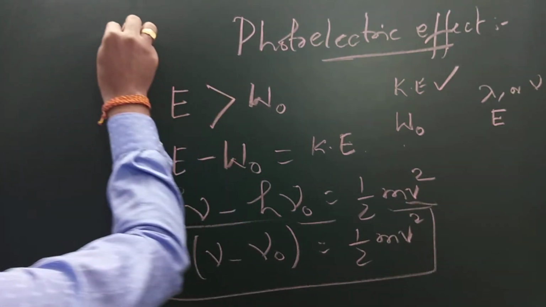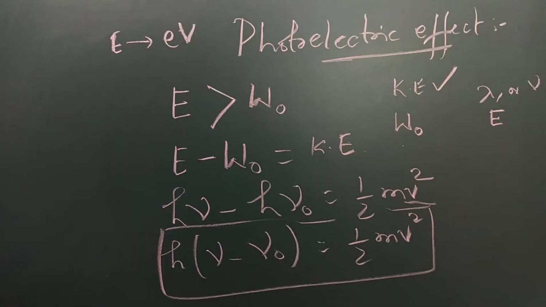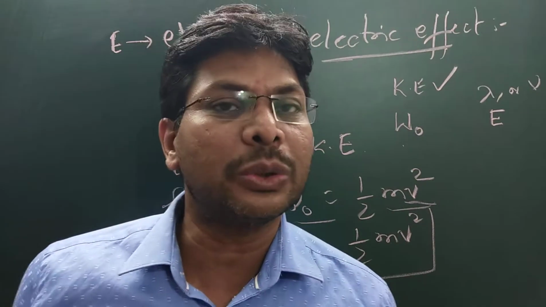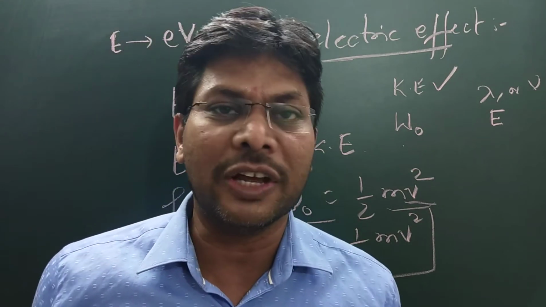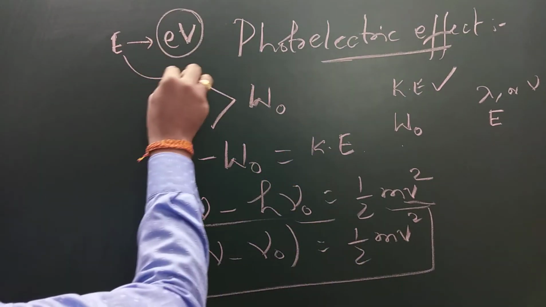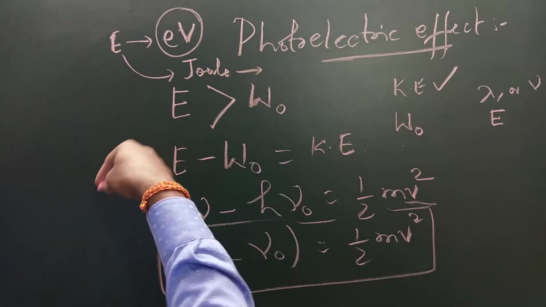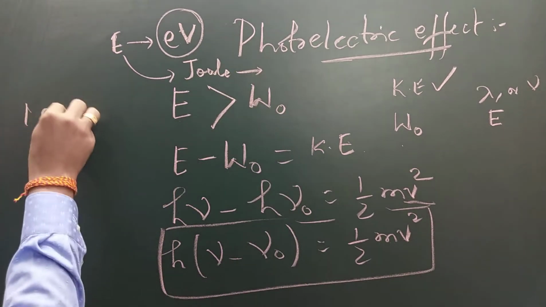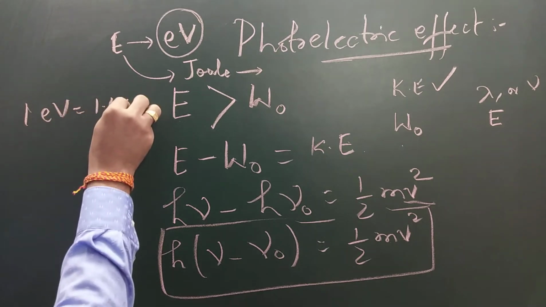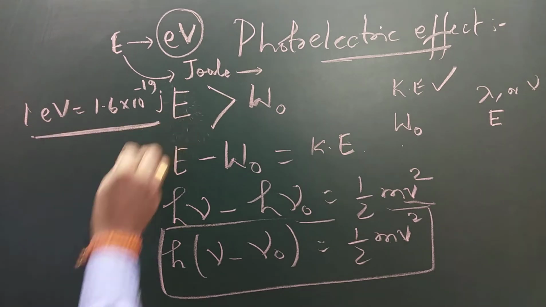Sometimes the energy is given in electron volt. Keep in mind that electron volt is also a unit of energy in atomic and nuclear physics. So when energy is given in electron volt, you need to convert it into joule. So how will you do the conversion? 1 electron volt is equal to 1.6 into 10 to the power minus 19 joule. So use this conversion factor to convert.